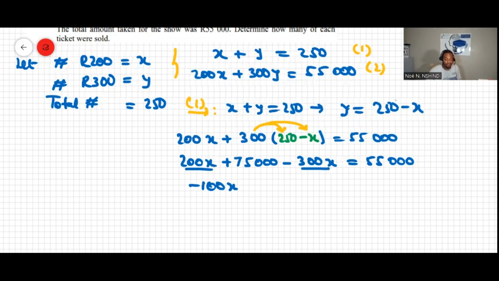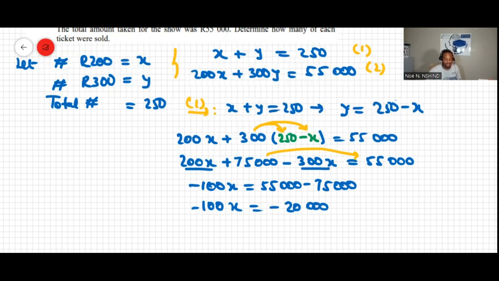And then we can move this over. This will be equal to 55,000 minus 75,000, and that makes negative 20,000. So negative 100X equals negative 20,000. We divide both sides by negative 100, and then we get X equal to 200.